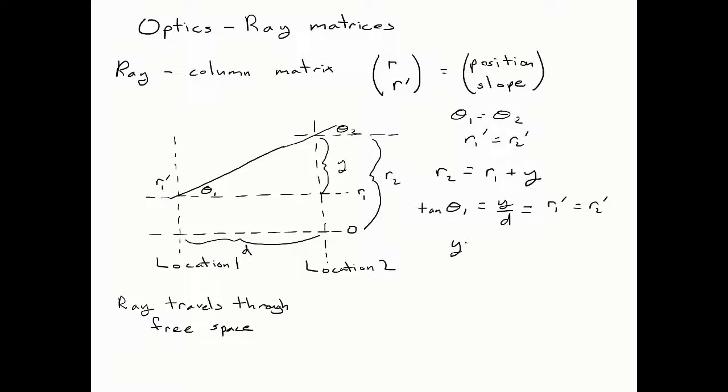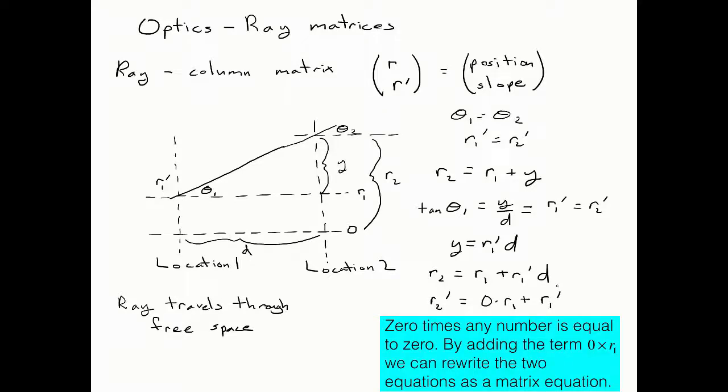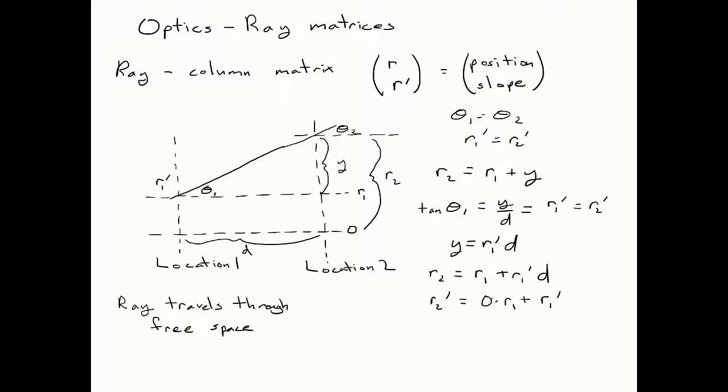So we get that y equals r1 prime times d. So r2 equals r1 plus r1 prime d. We already wrote down that r2 prime does not depend on r1, but it is the same as r1 prime. This can be rewritten as a matrix equation. And I'm running out of room, so I'm going to copy this over on the next page and we'll look at it some more.